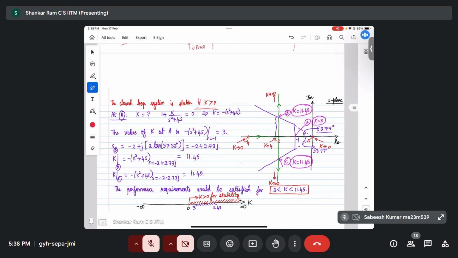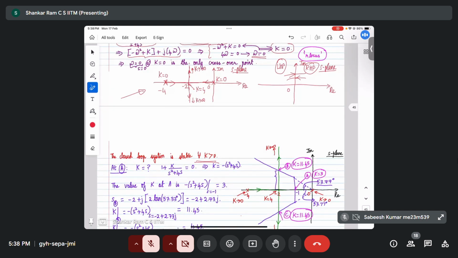Sir, this question might be very basic, but why do we have to go along the asymptote when k tends to infinity? That is the definition of the asymptote in the s-plane. Asymptote means you go along that direction. That is the definition of asymptote, and that is how we have calculated it. Because we are going from a pole to a zero, it has to go along that direction.